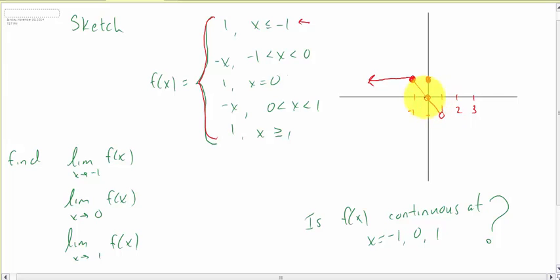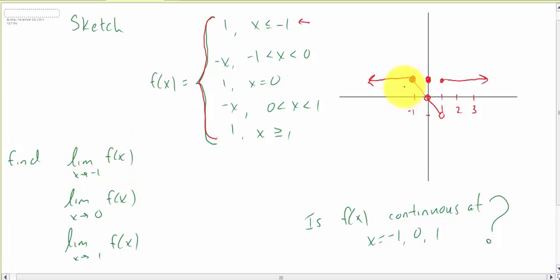So we have two open circles, one at x equals 0, one at x equals 1. And then we have f of x is 1 when x is greater than 1. That's a fun little graph. Look at it. It's beautiful. So now we have to find the limit as x approaches -1, 0, and 1.